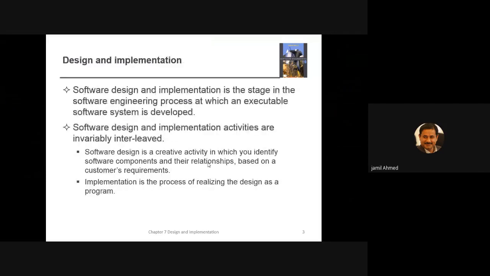Software design and implementation is the stage of the software engineering process at which an executable software system is developed. It means that when we go for design and implementation, we should have an idea of how we have to code and how we have to execute these things as well. But in this software engineering lecture, we are only concerned with the activities to develop the SRS, the system request specification, which is to be done by us.